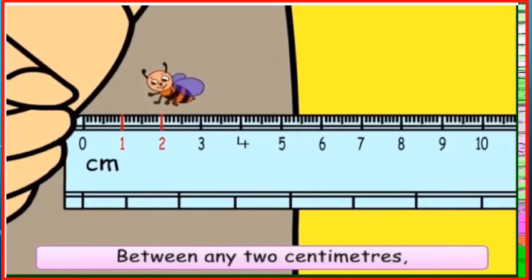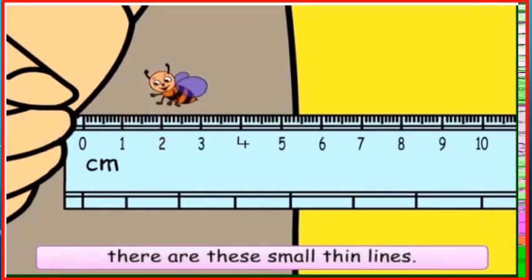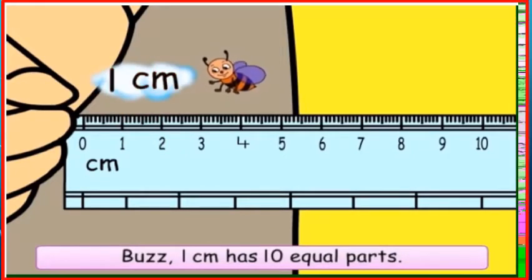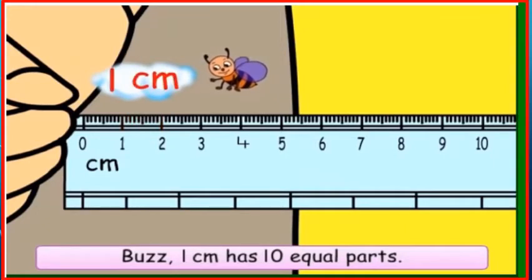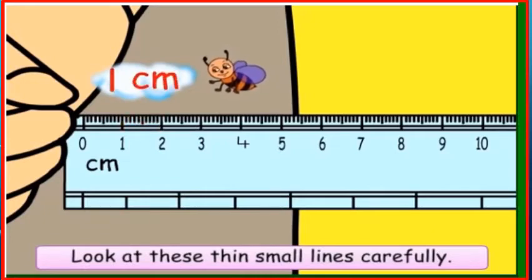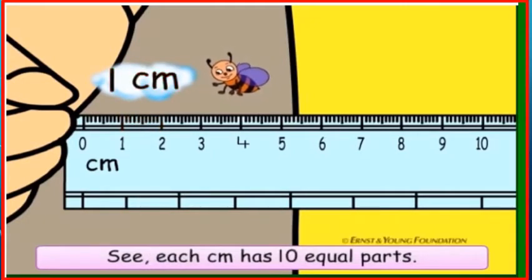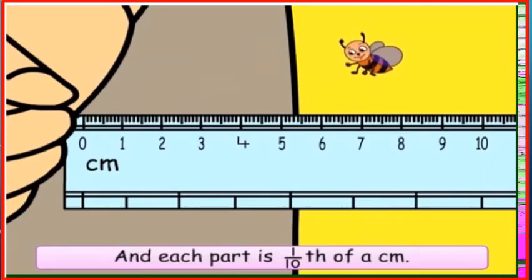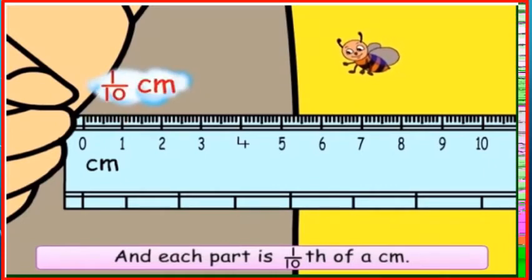Between any 2 centimeters, there are these small thin lines. Buzz, 1 centimeter has 10 equal parts. You can see that yourself. Look at these thin small lines carefully. See, each centimeter has 10 equal parts. So, 1 centimeter has 10 equal parts, and each part is 1/10 of a centimeter.